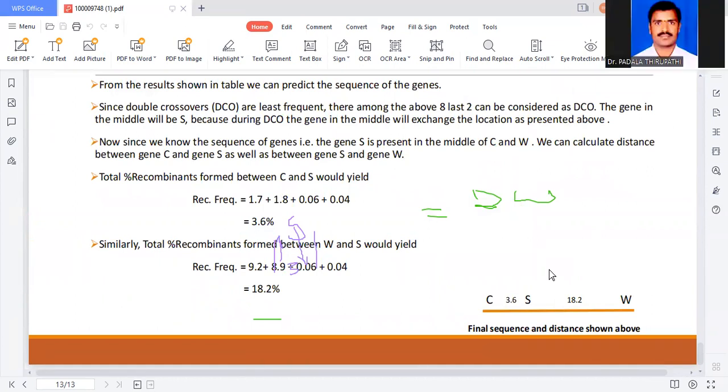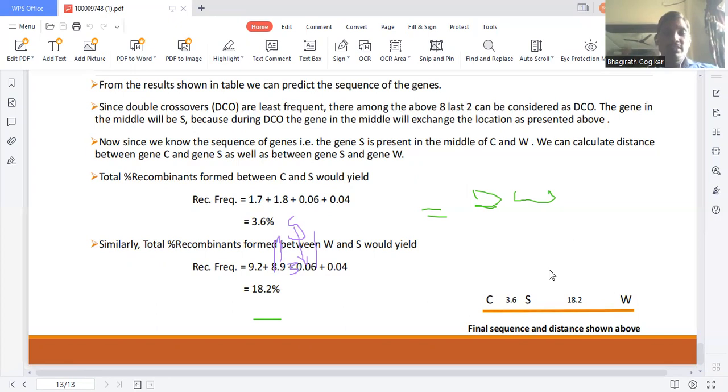Okay. Somewhat it is difficult for students to construct the chromosomal maps. Most students neglect this chapter because some complexity is there in understanding this topic, I think. But by practicing these problems, definitely everybody will become perfect in how to construct the chromosomal maps.